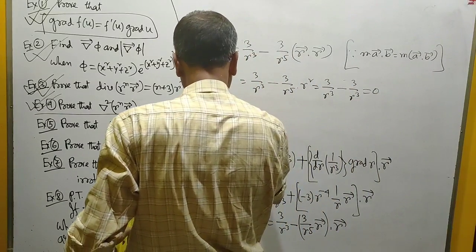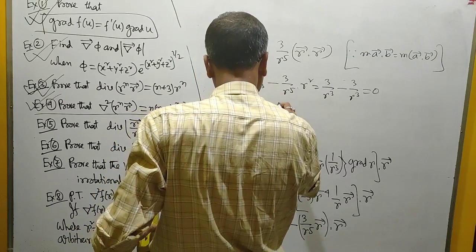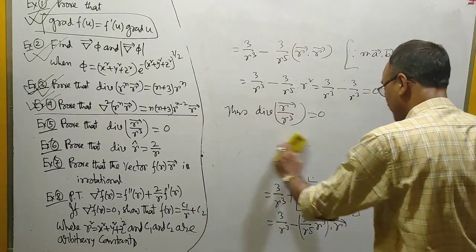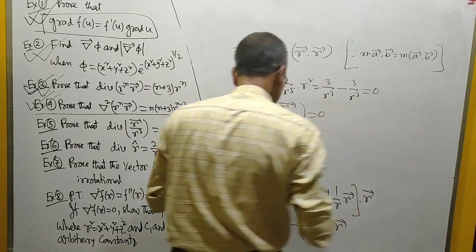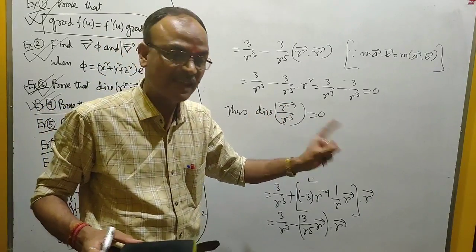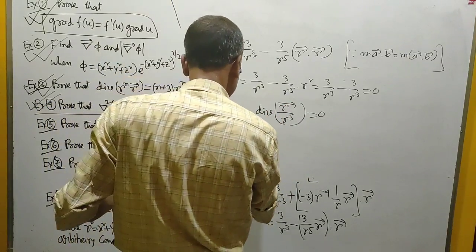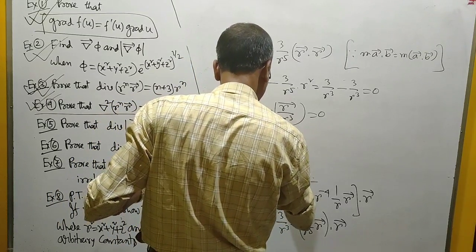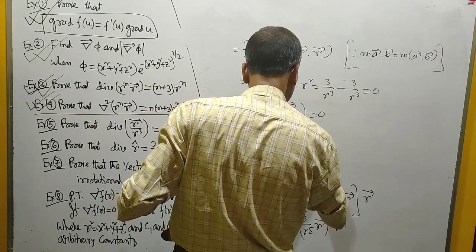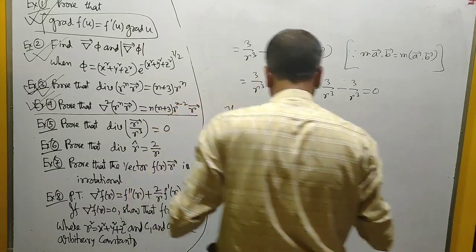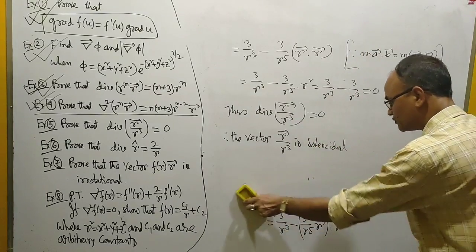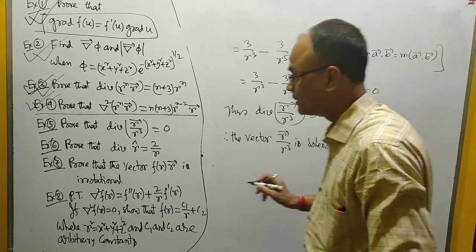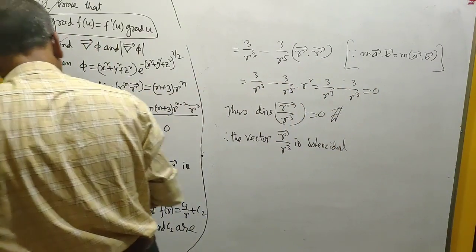Thus, divergence of R vector divided by R cube equal to 0. This means that if the divergence of a vector A equals 0, then the A vector is called a solenoidal vector. Therefore, the vector R vector by R cube is solenoidal. We have proved this one. Question number 5 also has been done.